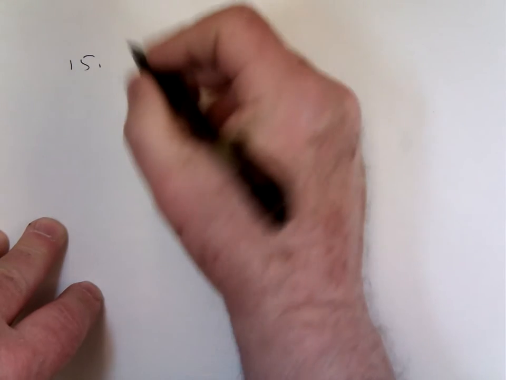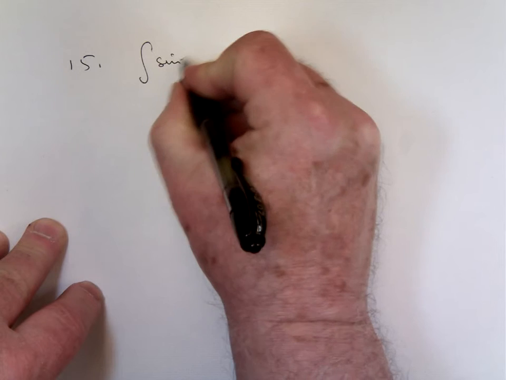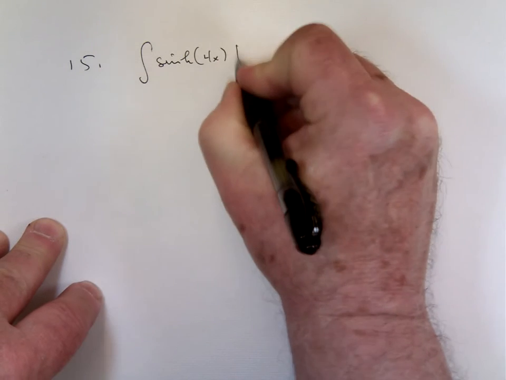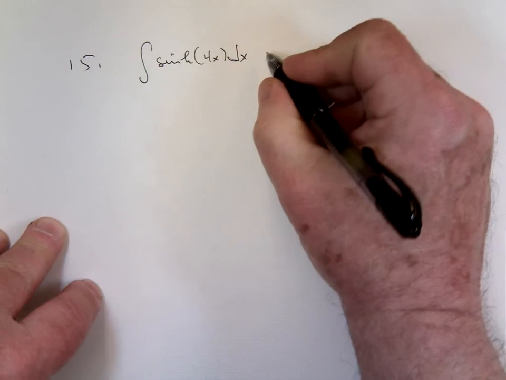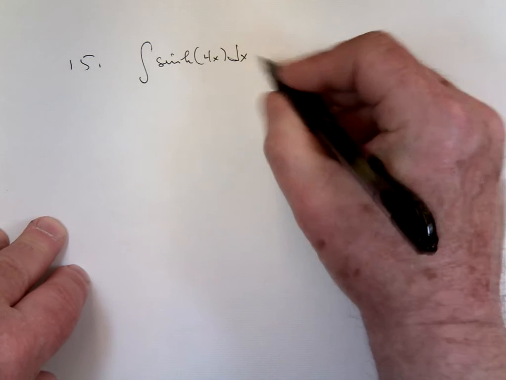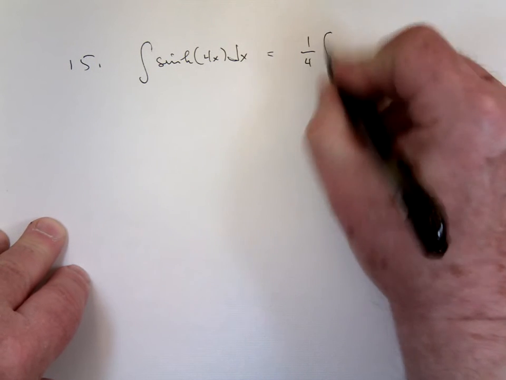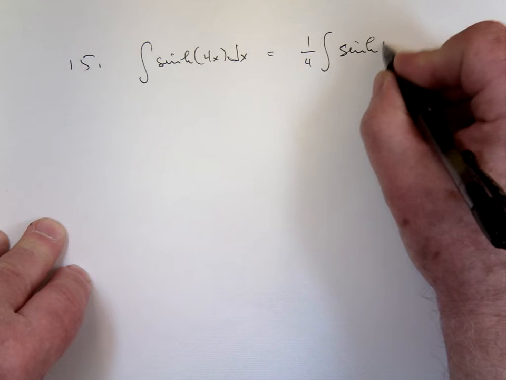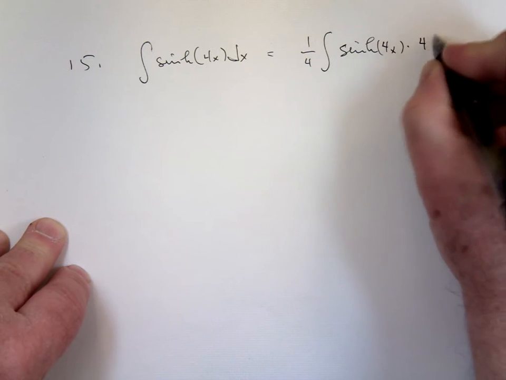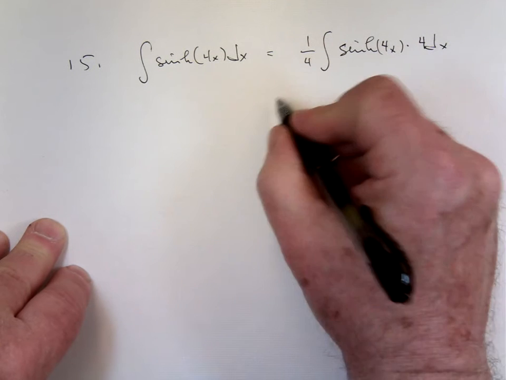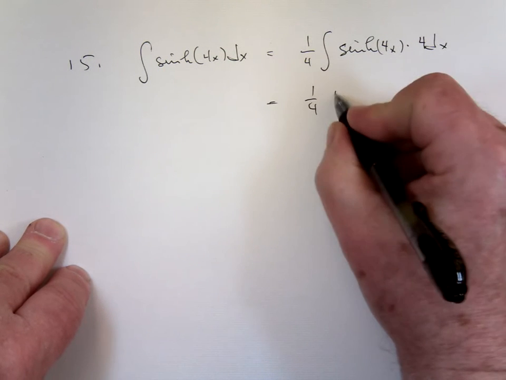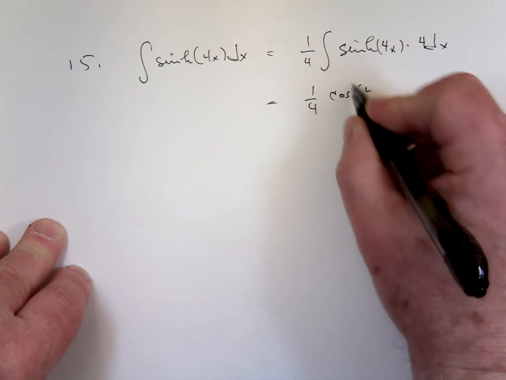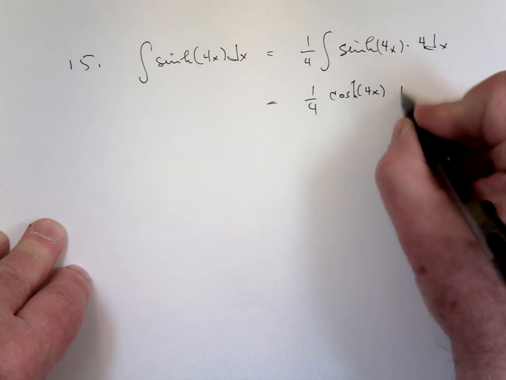15. Since u form, u is 4x, du is 4 dx, multiplied by 4 and by 1/4. End up with 1/4 the integral of sinh u du. The integral of sinh is cosh. And that's the answer.